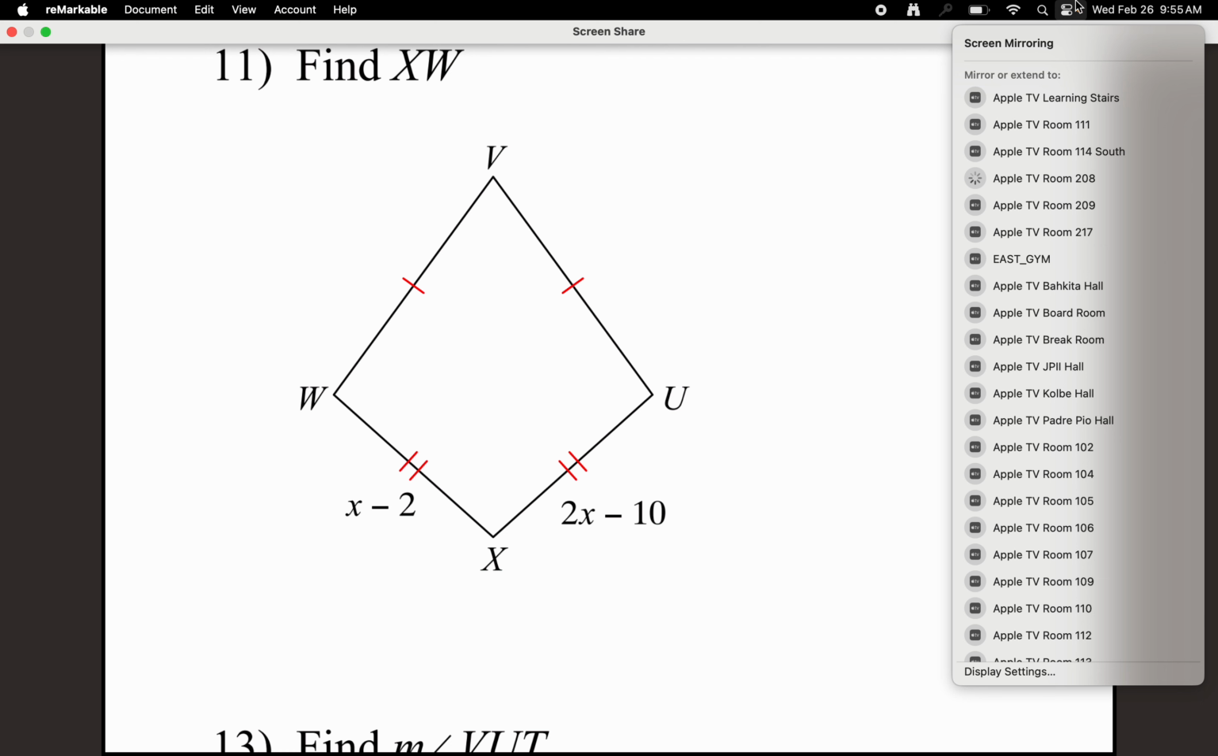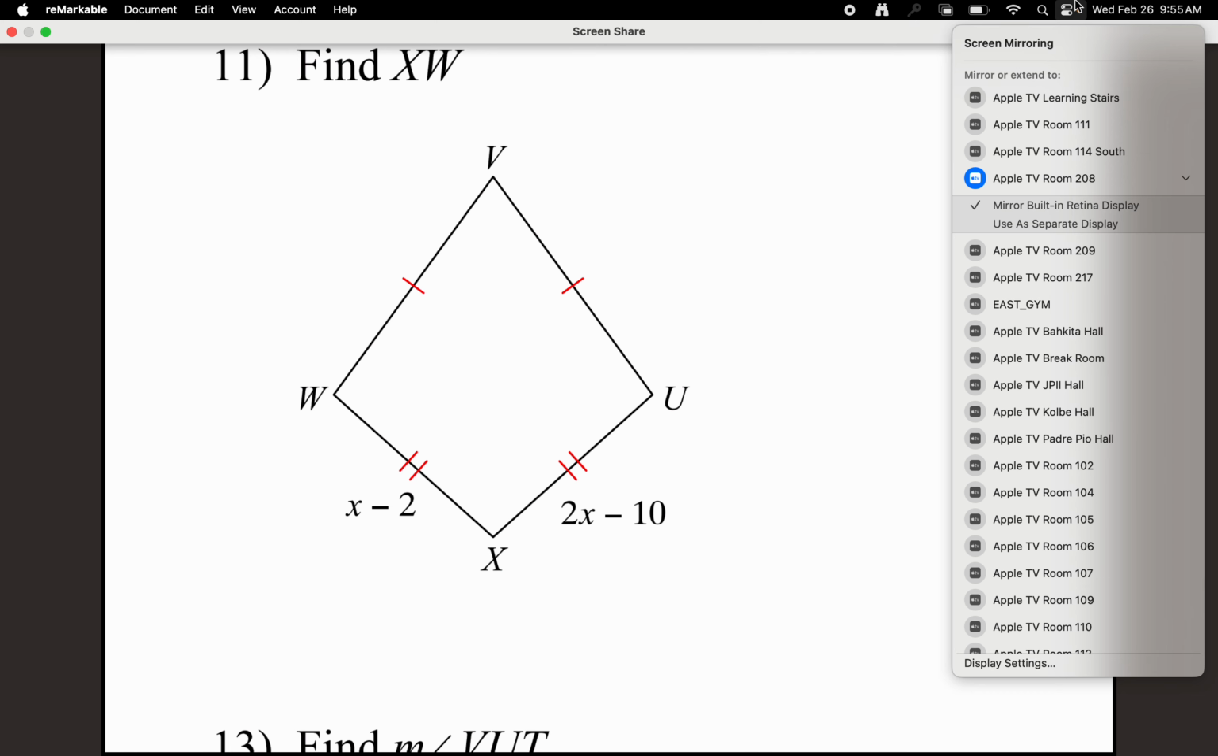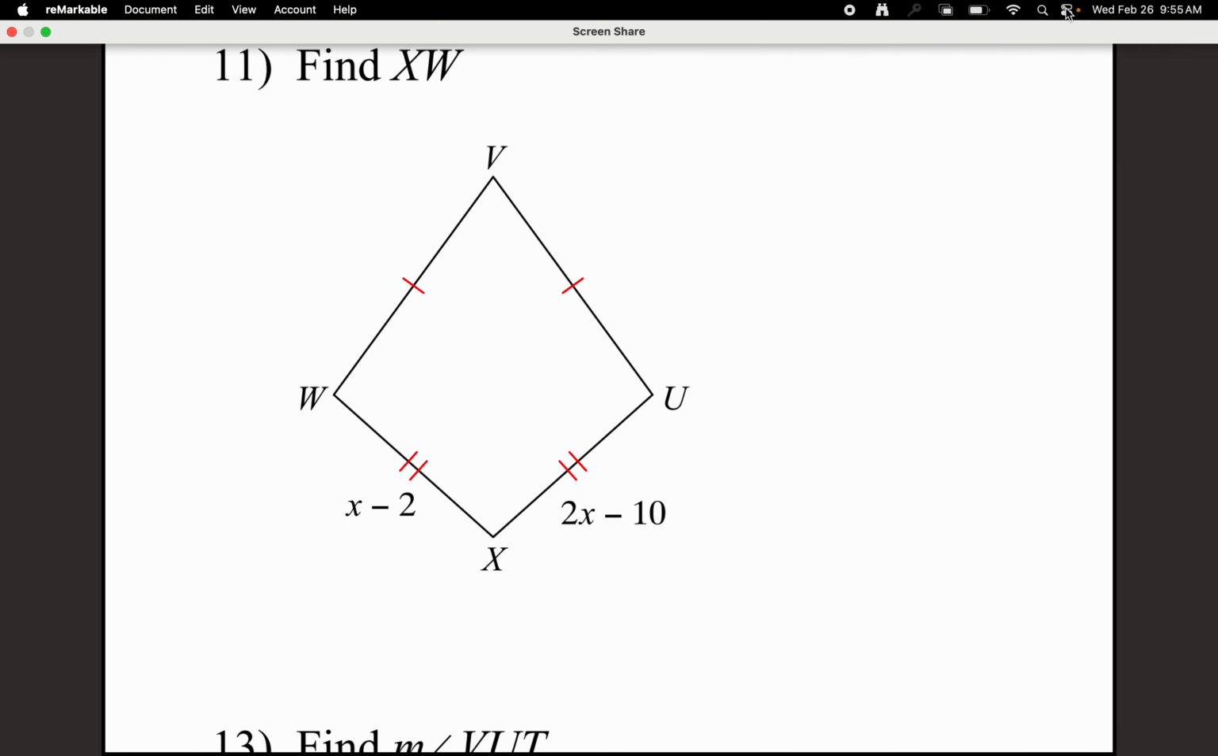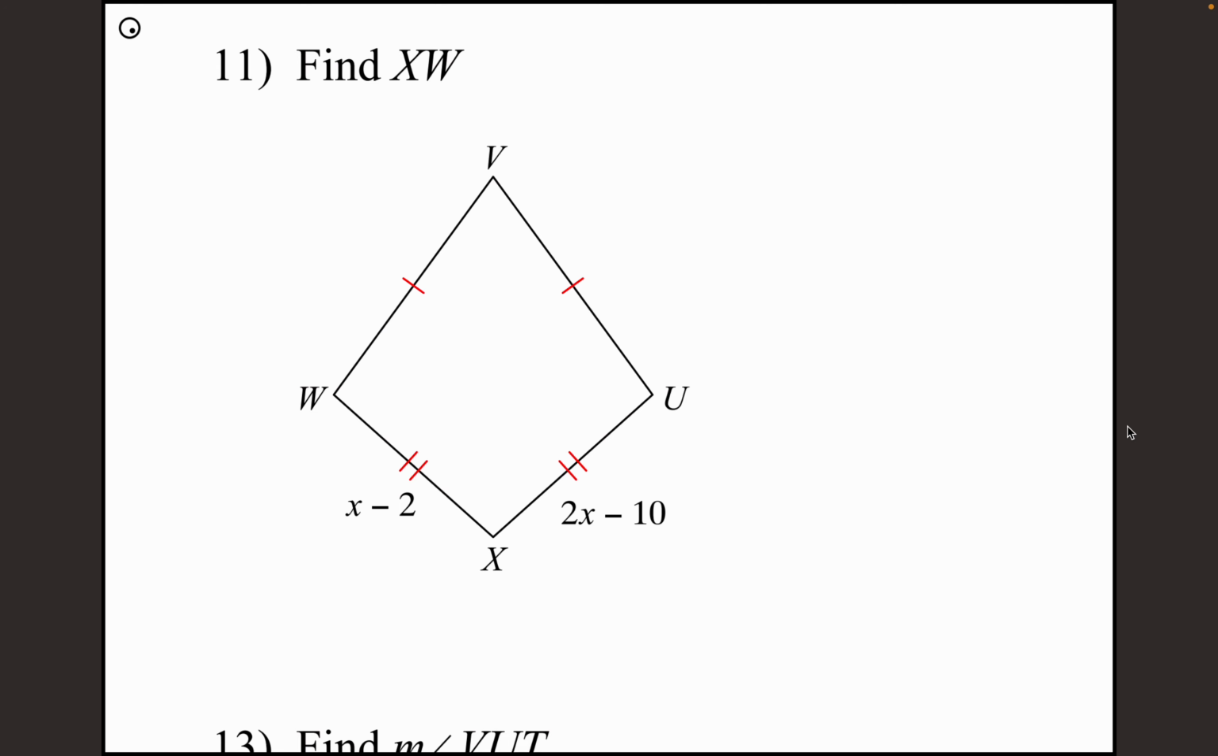You can do 11. Look at the symbols. Is it the congruence symbol? So what does congruent mean? So is it not just that? No. So what two sides are congruent? Two sides are congruent. WX and UX. Yeah, so if they're congruent, how do you solve for x? Yeah, you just equal them. You're thinking too hard.